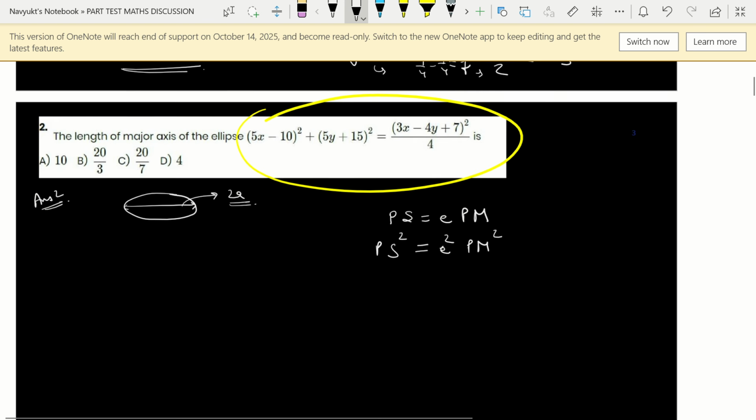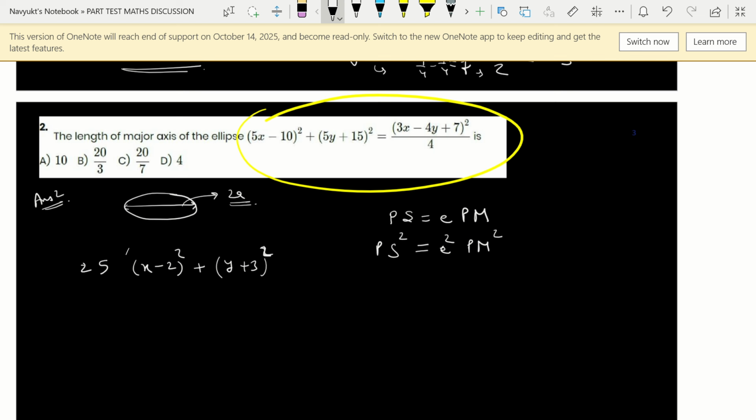Correct. So what we need to do here is first see how we are going to convert this equation. First of all, from the left hand side of the equation, we will take 5 common, which gives us (x minus 2) whole square plus (y plus 3) whole square. So 5 will be taken common. When it gets squared, it will become 25, correct?